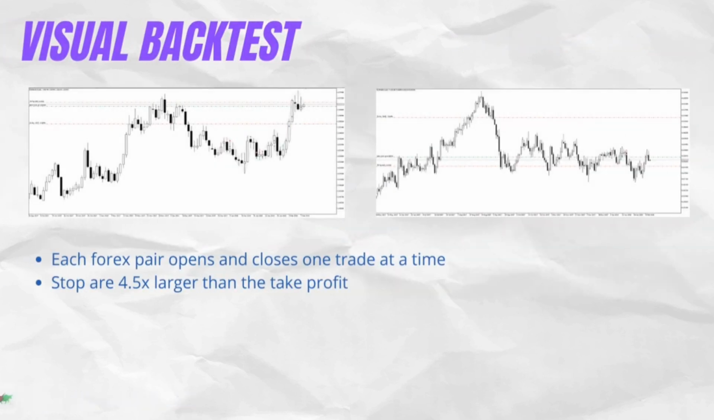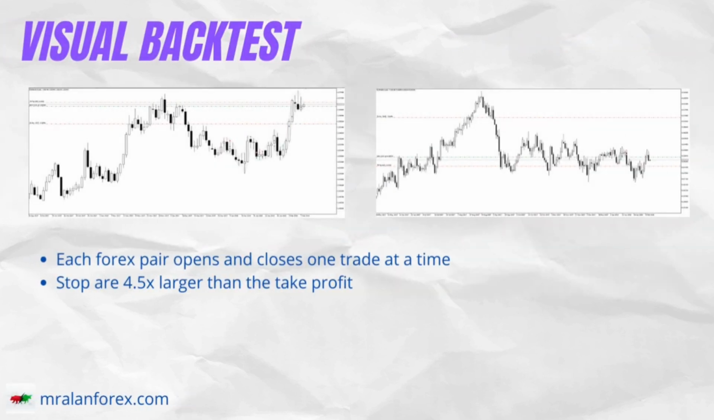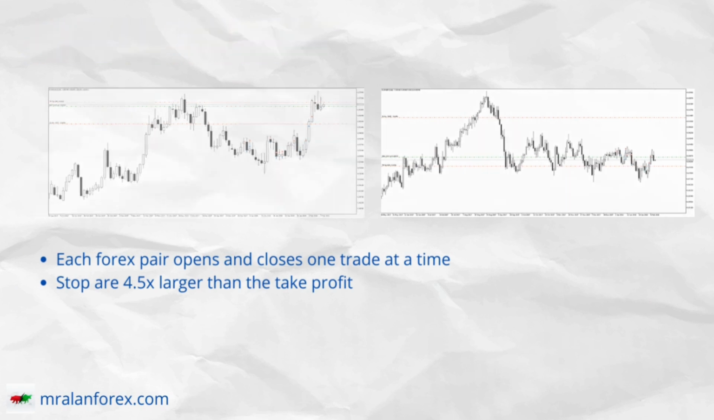The visual backtest you can do with MetaTrader is also interesting. It lets you see how the trades are opened and closed, and by running this, I could see that for each trading pair, only one trade is ever open at any one time. This was important as I wanted to ensure we weren't dealing with a system that stacks multiple trades on top of each other like that of a grid martingale system. The other interesting observation which you can see in the two charts is that each trade is opened with a target and stop, and the stops are 4.5x larger.